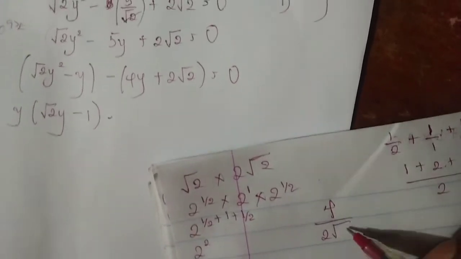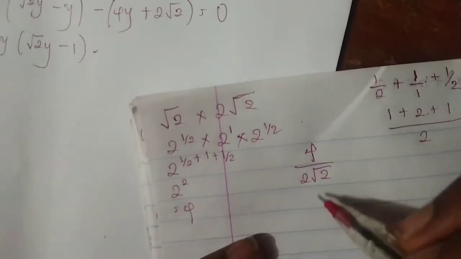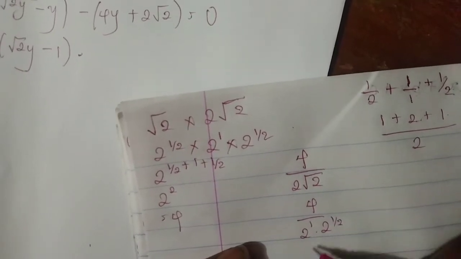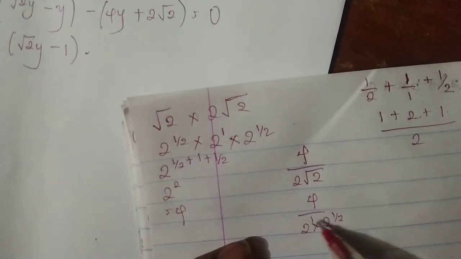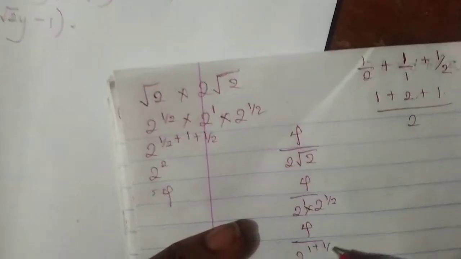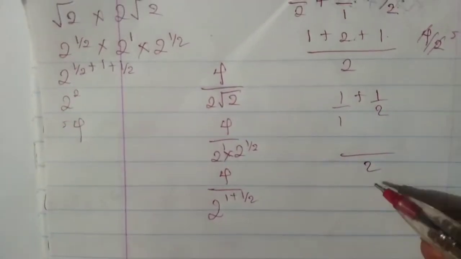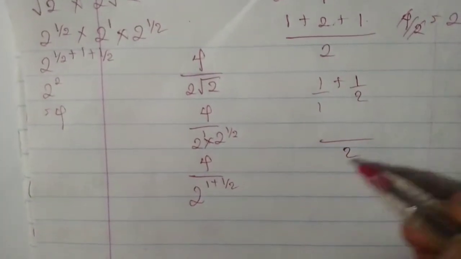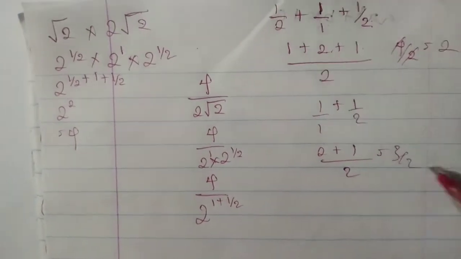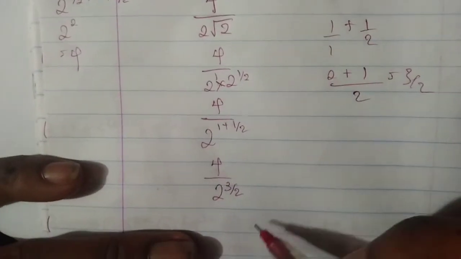Since root 2 is common, let me solve it out so we can see. In case you don't know how to do this, it is 4 over 2 raised to the power of 1 times 2 to the power of 1 over 2. According to the law of indices, or multiplication law, we can add their powers: 1 plus 1 over 2. The LCM is 2. 2 times 1 is 2, plus 2 divided by 2 is 1, 1 times 1 is 1. This is 3 over 2. So we have 4 divided by 2 raised to the power of 3 over 2.